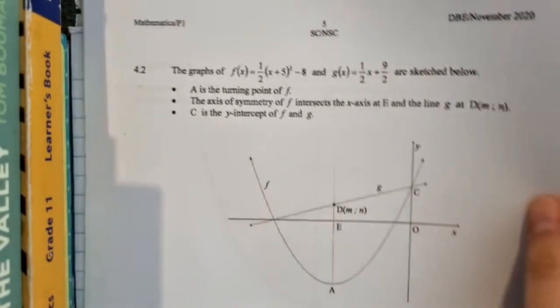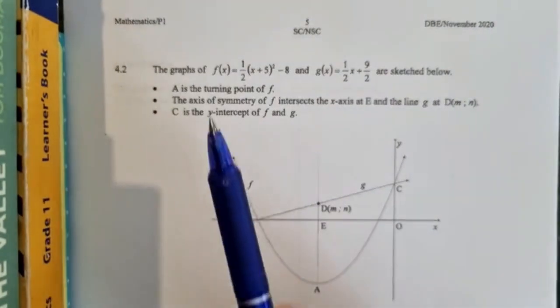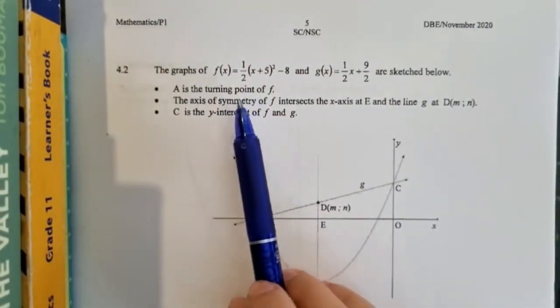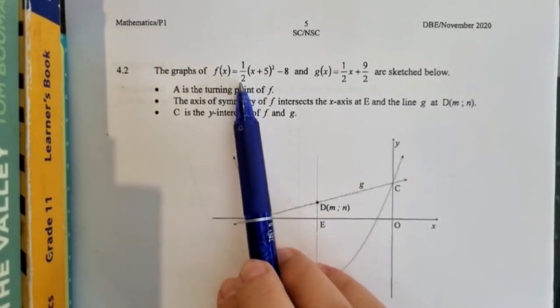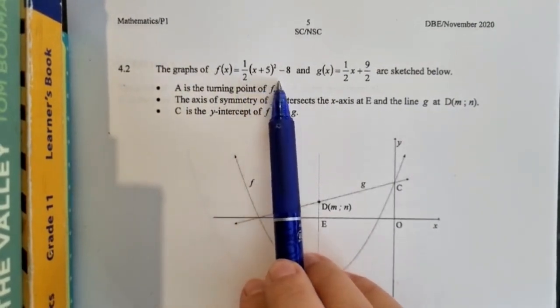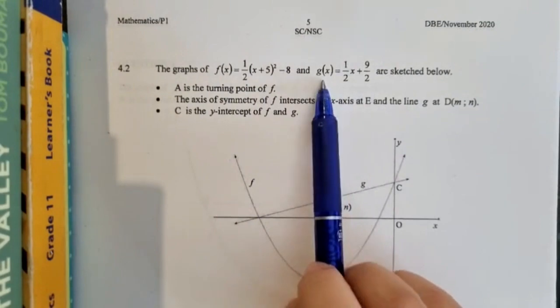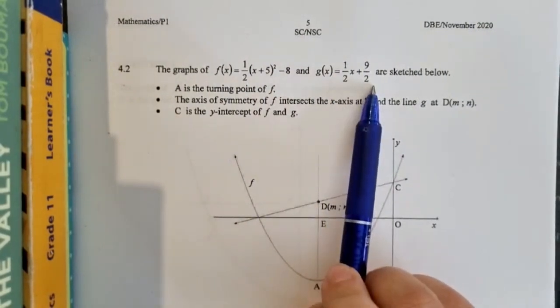All right, so for 4.2, they've given you two equations here. They've given you the equation of the graph of f of x, and this is a half times x plus 5 squared minus 8, and then g of x, which is a half x plus 9 over 2.